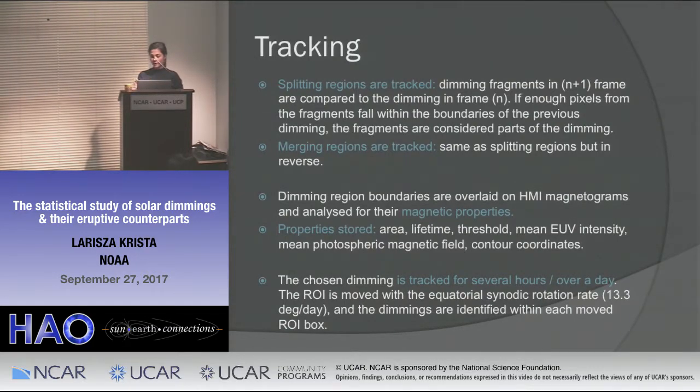Once we identify the dimming, we also look at the magnetic field properties. So we overlay the contour onto HMI magnetograms just to see how unipolar it is, how the magnetic field changes in the dimming region. And the properties that we can identify overall are area, lifetime, the intensity threshold, mean EUV intensity, photospheric magnetic field, and where the location of the region is. After the dimmings are chosen, they are tracked over several hours or as long as it takes to follow them.